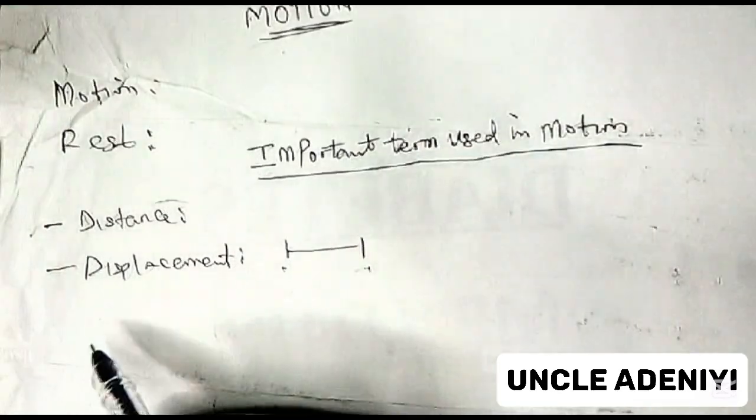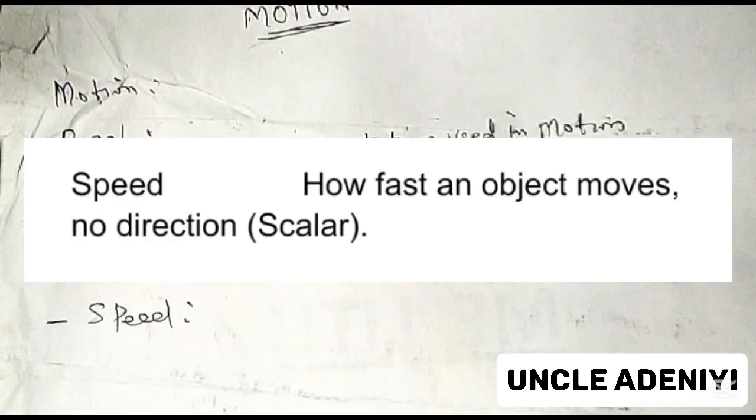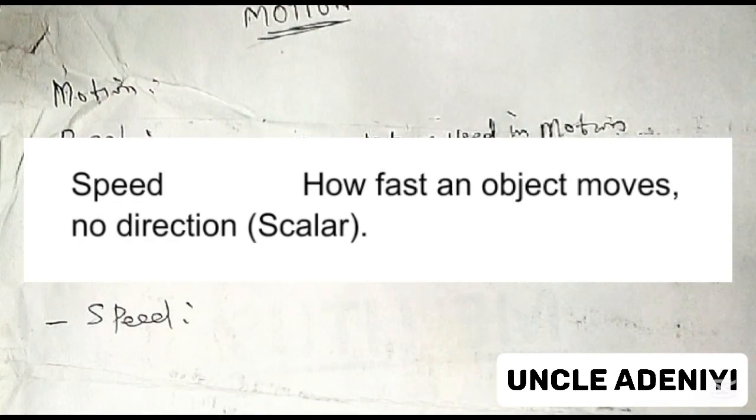Now let's move on to speed. What is speed? Speed is how fast an object moves, in no particular direction. Speed can be in any direction. So when an object moves, you can say the object undergoes what we call speed. And speed is a scalar quantity.